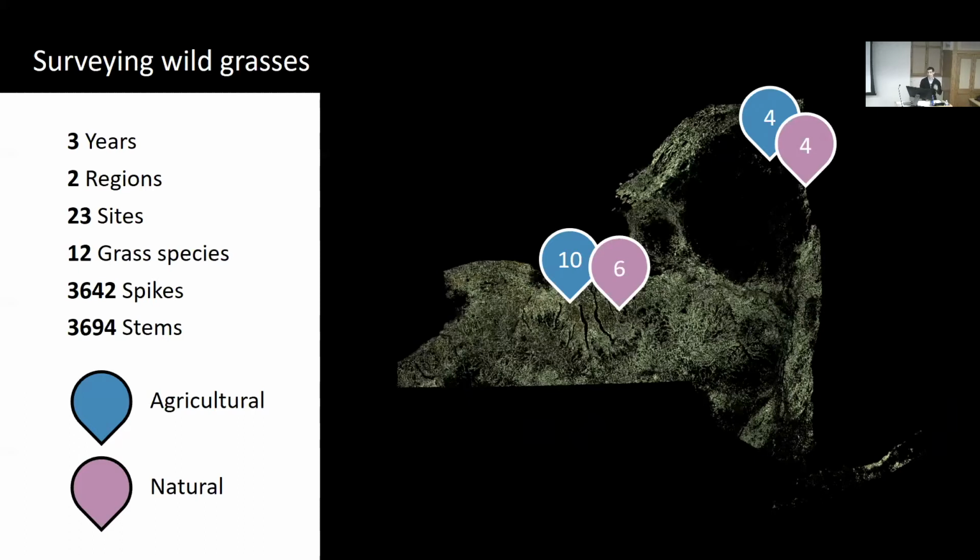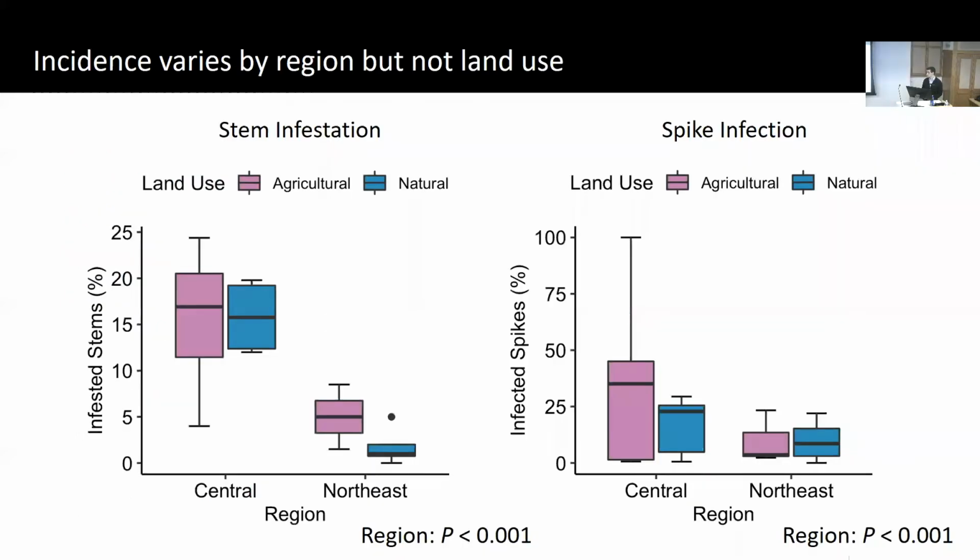So in total, we collected more than 3,000 grass spikes and 3,000 stems. We isolated Fusarium from this tissue, kept count of the incidence of graminearum, but also held on to all of the other Fusarium species, and that comes into play a little bit later. So we compared Fusarium and graminearum recovery rates between region and land use.